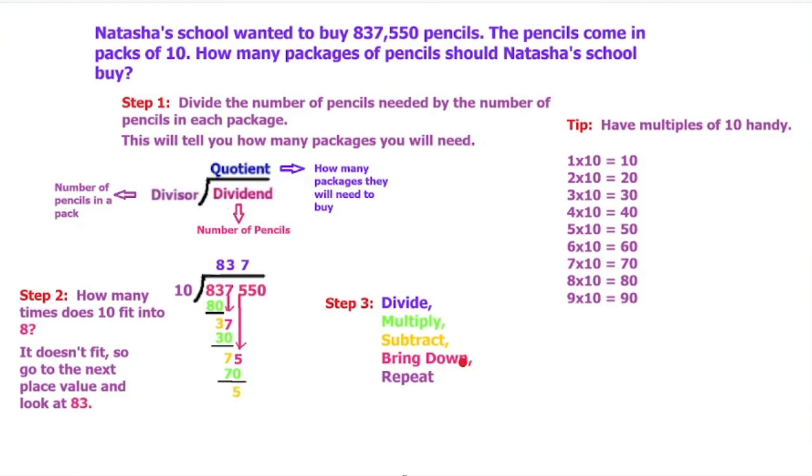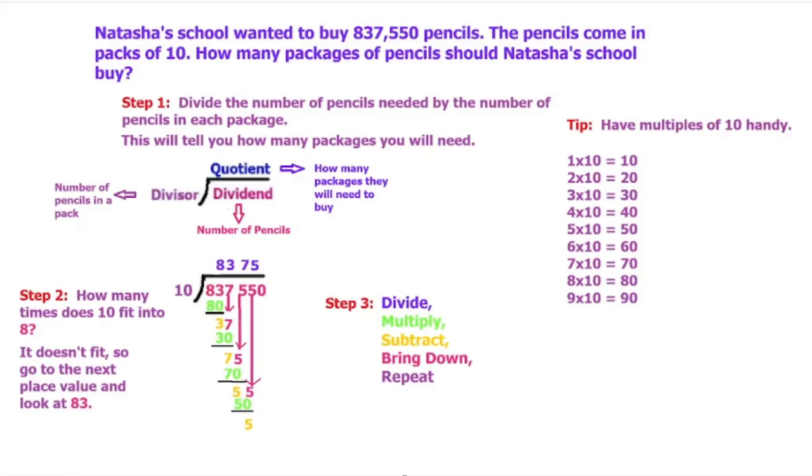So now the next thing we do is we bring down. We're going to bring down this 5 here. So now how many times does 10 fit into 55? So we look here. We know it's going to be 5 times. 6 is too many. So now we divide 10 into 55, which is 5. Then we multiply. 10 times 5 is 50. And now we subtract. 55 minus 50 is 5.